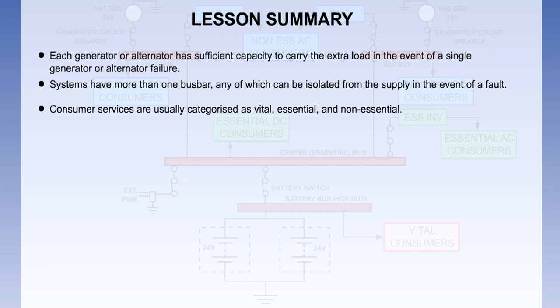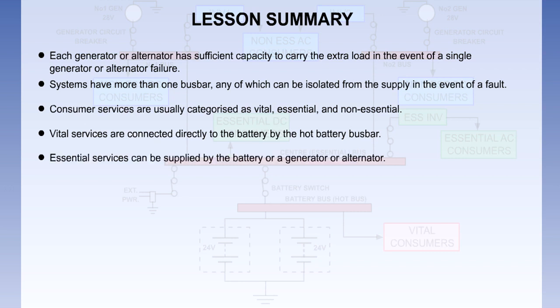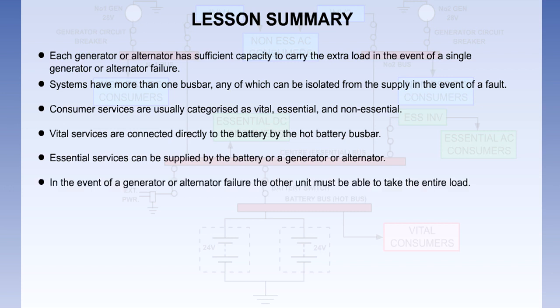Consumer services are categorized in accordance with their importance. The categories usually used are vital, essential, and non-essential. Vital services are connected directly to the battery by the hot battery busbar. Essential services can be supplied by the battery or a generator or alternator. In the event of a generator or alternator failure, the other unit must be able to take the entire load.